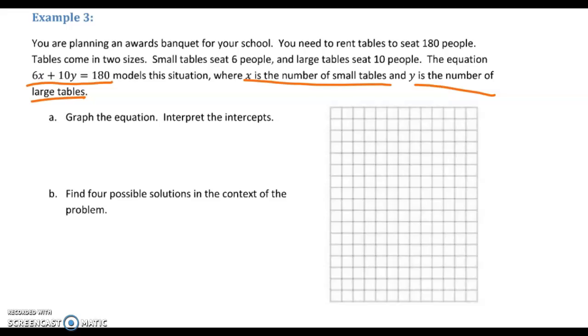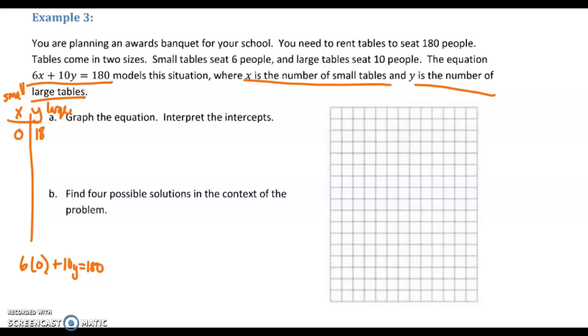All right, so it wants us to graph the equation. So I'm going to make a table here. So I'm going to try it first. If I buy 0 small tables, X is small, Y is large. Okay, so what I'm essentially doing is I'm plugging in 0 for X and I'm solving for Y. So I'm not going to show every single step here, but essentially I'm just plugging 0 in for X and solving for Y, and I get 18.